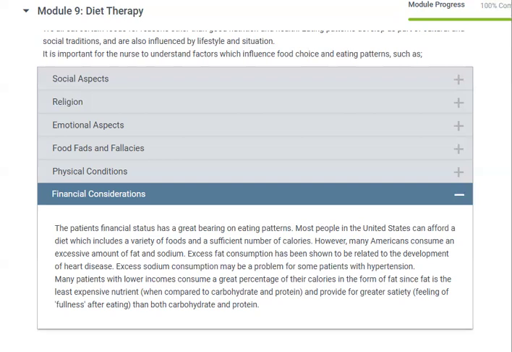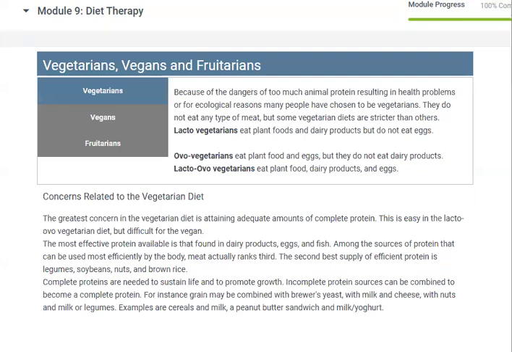Vegetarians, vegans, and fruitarians. Vegetarians. Because of the dangers of too much animal protein resulting in health problems or for ecological reasons, many people have chosen to be vegetarians. They do not eat any type of meat, but some vegetarian diets are stricter than others. Lacto-vegetarians eat plant foods and dairy products, but do not eat eggs. Ovo-vegetarians eat plant food and eggs, but they do not eat dairy products. Lacto-ovo-vegetarians eat plant food, dairy products, and eggs.